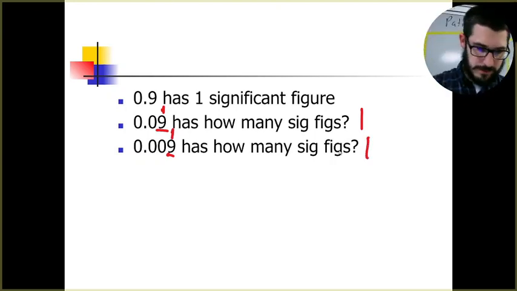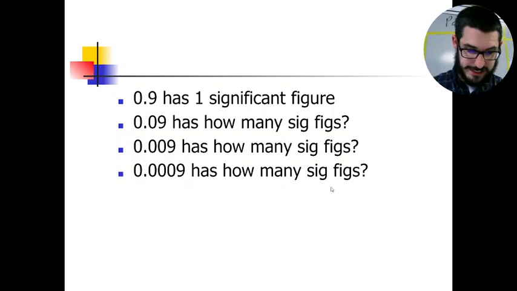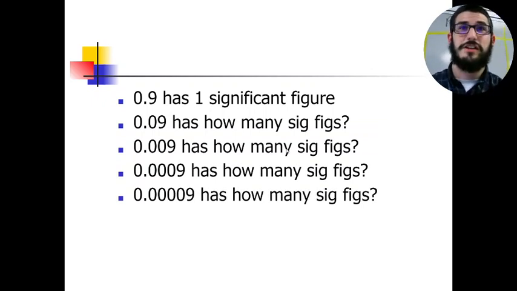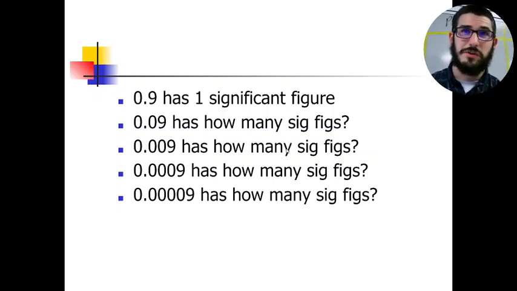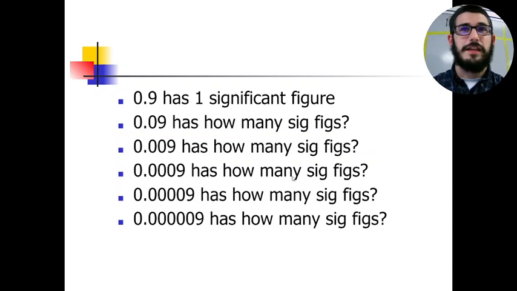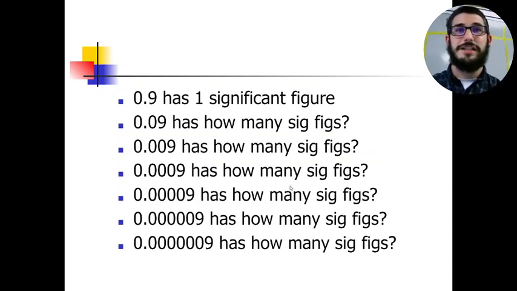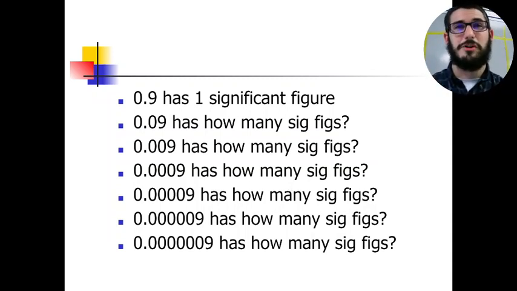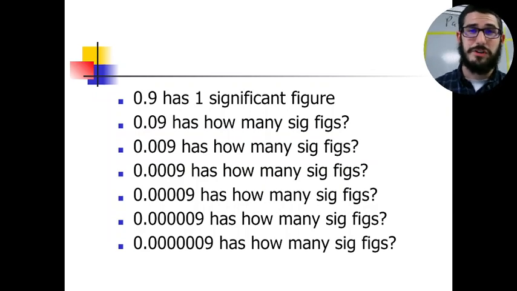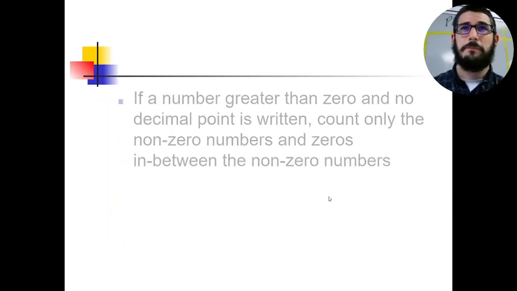Okay? Let's see if that changes. 0.0009 also has 1 significant digit, because that 9 is the first non-zero, nothing after it. It does not matter how many zeros you have in front of it. It matters the first non-zero number, and then all of them after it, if it's less than 1. Okay?